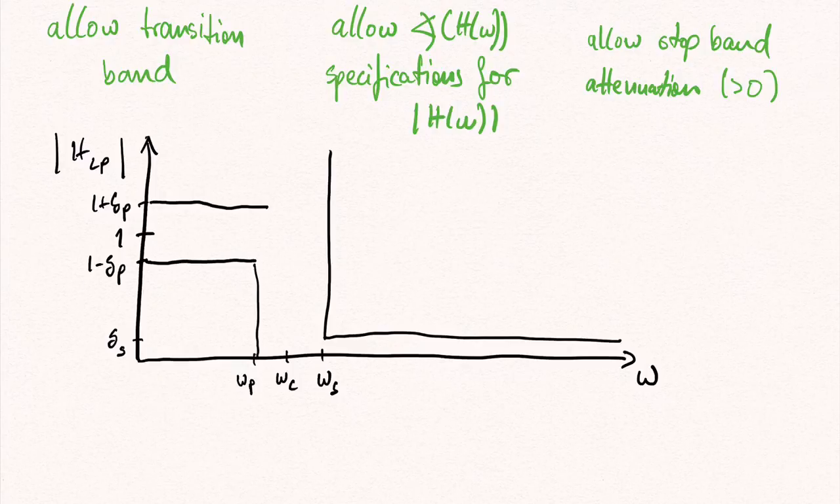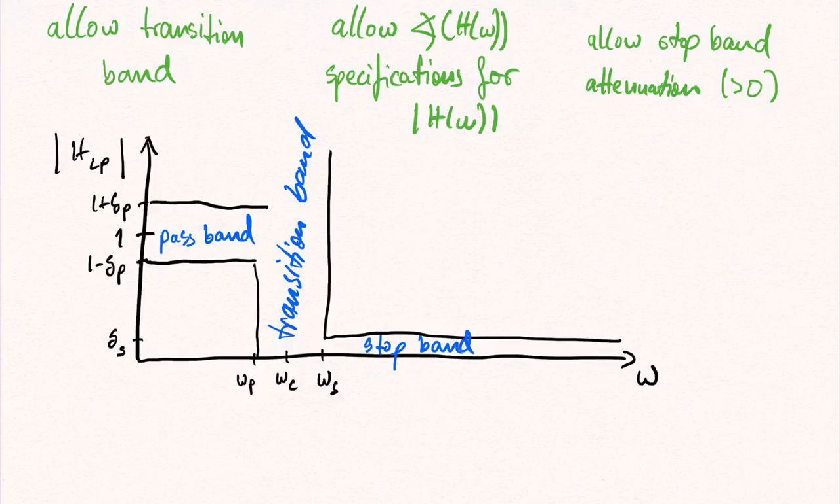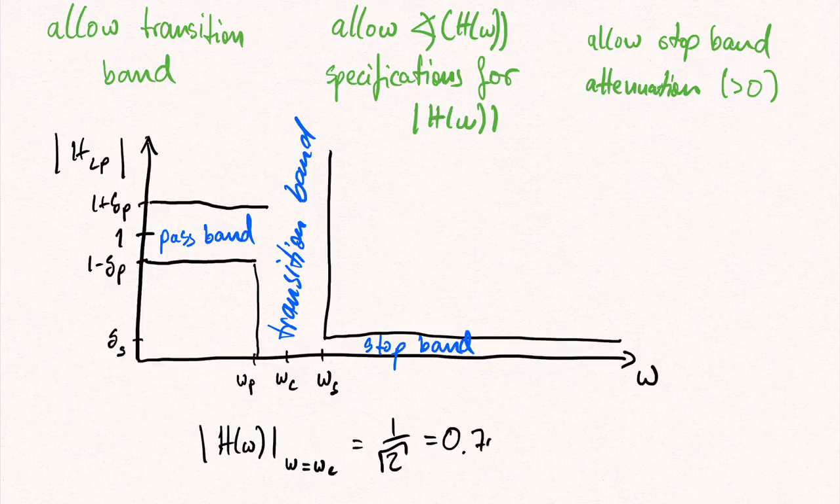So instead of only specifying a pass band and a stop band, a transition band is also specified. The cutoff frequency of a realistic filter h of omega is then defined to be the frequency for which the magnitude of the frequency response is equal to 1 over the square root of 2, which is equal to 0.707, which is roughly equal to -3 dB.